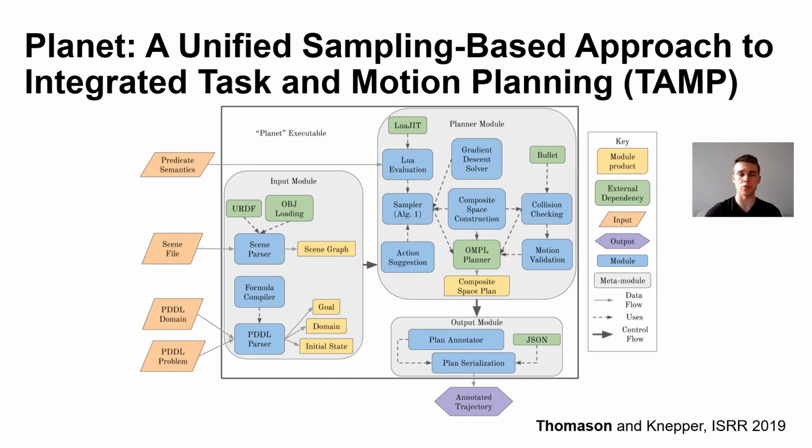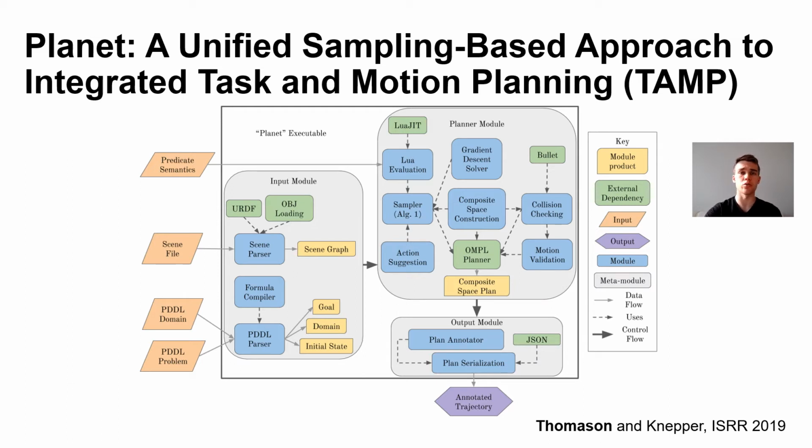As a first step toward this research vision, I've created Planet, which is a sampling algorithm that can be used to turn any sampling-based motion planner into an integrated task and motion planner. Integrated task and motion planning is an area of robotics that studies solutions to problems with logical and geometric constraints.